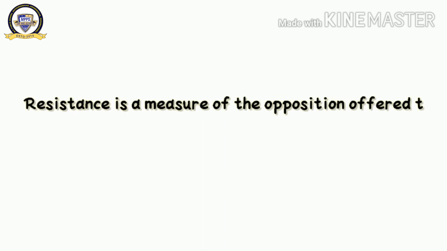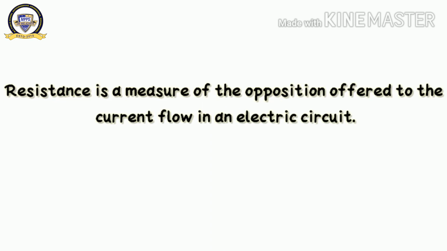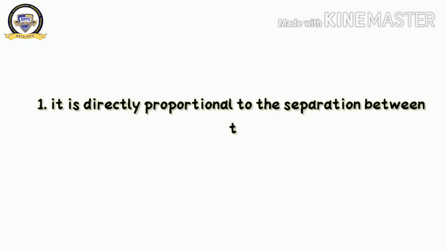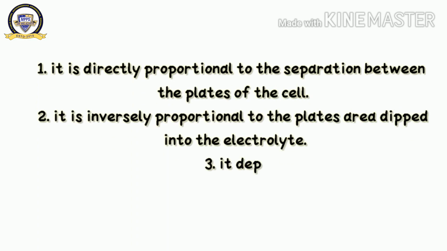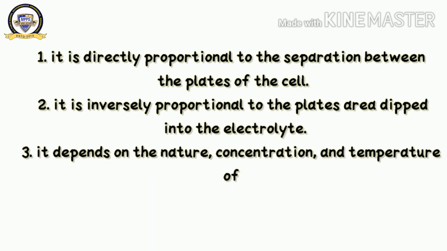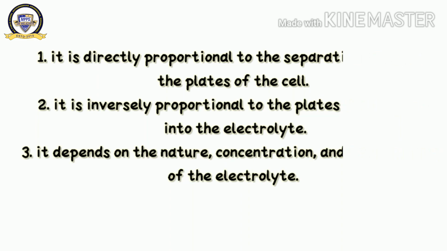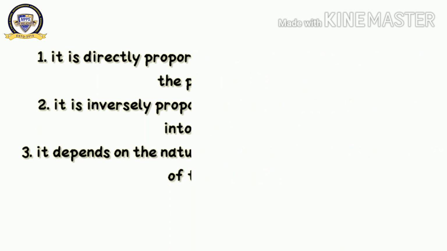Resistance is a measure of the opposition offered to the current flowing in an electric circuit. Internal resistance of a cell depends on the following factors. It is directly proportional to the separation between the two plates of the cell. It is inversely proportional to the plates' area dipped into the electrolyte. It also depends on the nature, concentration and temperature of the electrolyte and increases with increase in concentration.